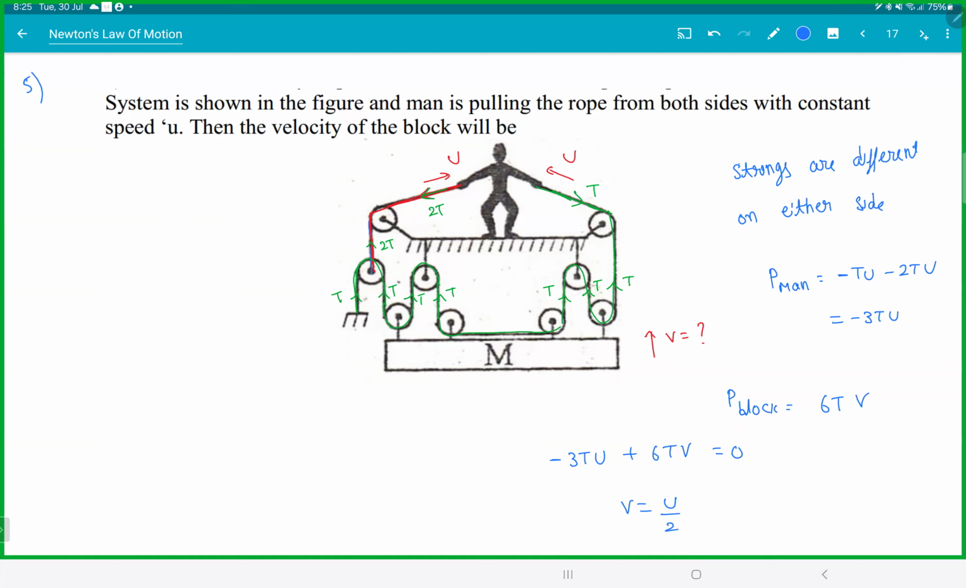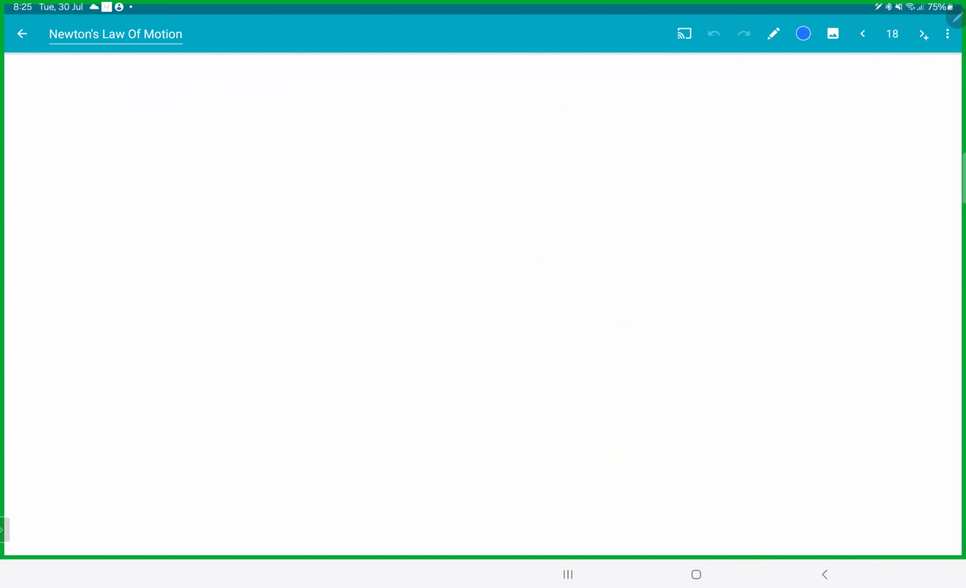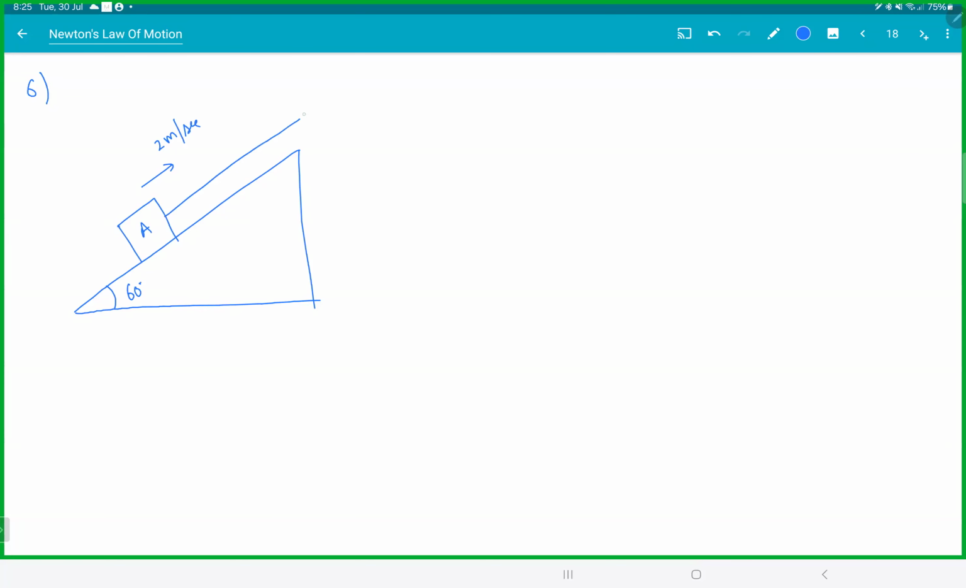Next one. All got this? It looks big and complex, right? But it is an easy one. You have to be careful. There are 2 strings. Most people don't realize that. They'll take T on both the sides and that's where you'll goof up. This is going with 2 meters per second. Find VB. This is an easy one. Just a small trap is there.